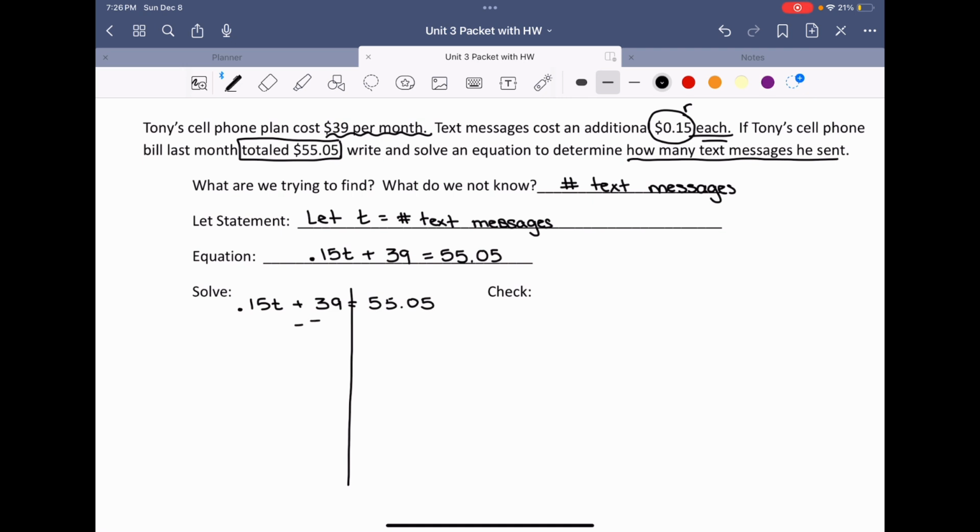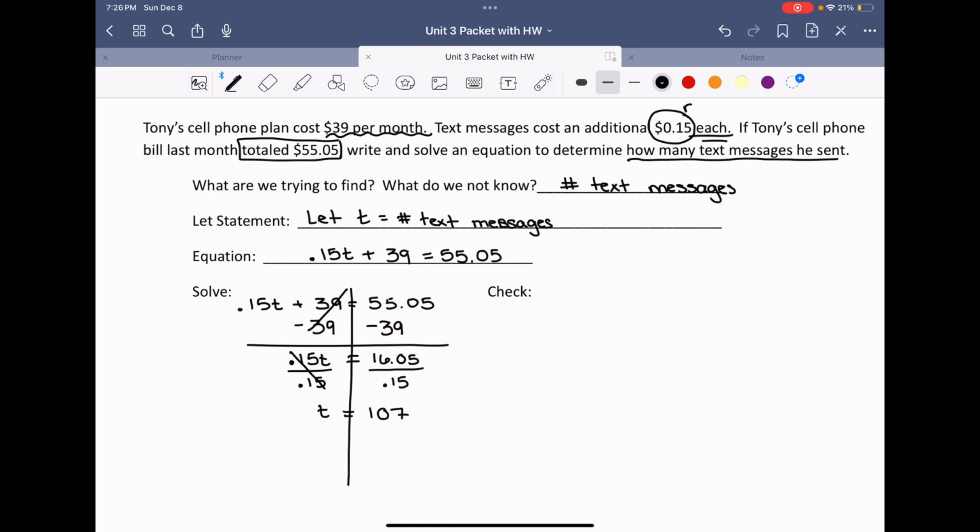Take our line down our equation. We'll remove our constant first, so minus 39 on both sides. The 39s cancel. 0.15t equals 16.05. And we're going to divide both sides of the equation by 0.15. They cancel. T equals 107. So they sent 107 text messages.